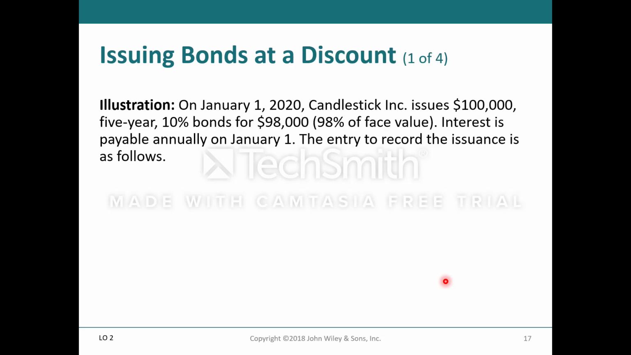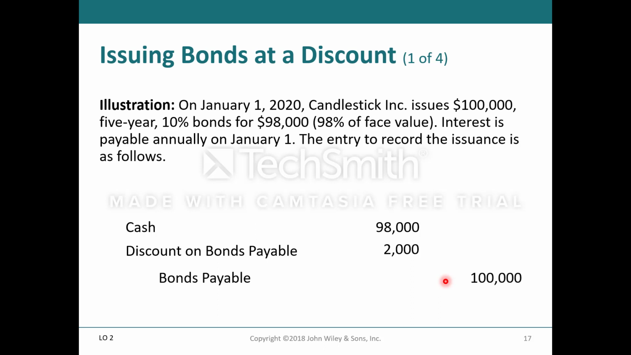On January 1st, 2020, Candlestick issues $100,000 5-year 10% bonds for $98,000, so 98% of the face value. Interest is payable annually on January 1st. The entry to record the issuance is as follows. Now in this situation, the bonds are being sold at a discount. So we're receiving cash, $98,000 for $100,000 bonds. You debit cash for $98,000, and your discount of $2,000, discount on bonds payable, and you're still going to credit bonds payable for $100,000 because that's how much they were when you issued them. That's the value to put on your books, the $100,000, no matter what.